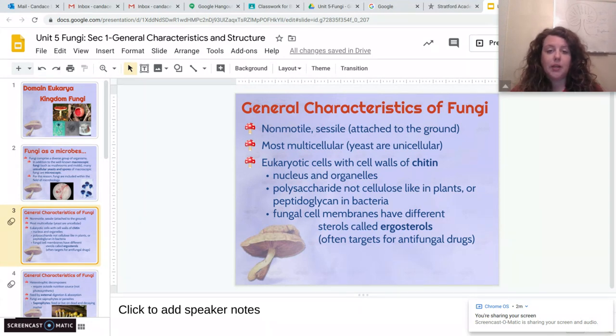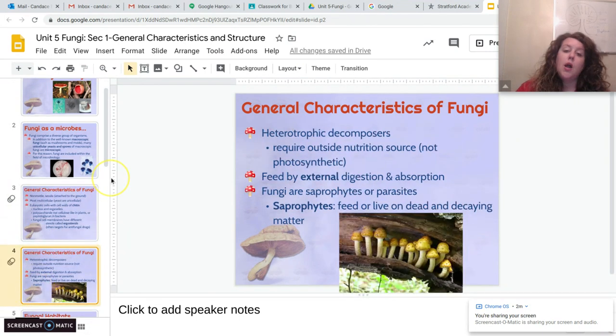The other big defining characteristic of fungus is the lipid in their cell membrane. They have a lipid called ergosterol. And so if you ever have a fungus infection from like athlete's foot or like a nail infection, they're going to give you an antifungal, and the antifungal attacks the cell membrane by specifically attacking those ergosterols.